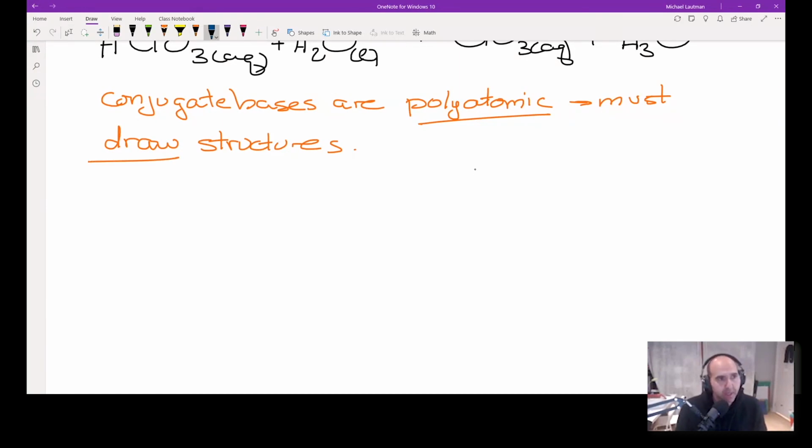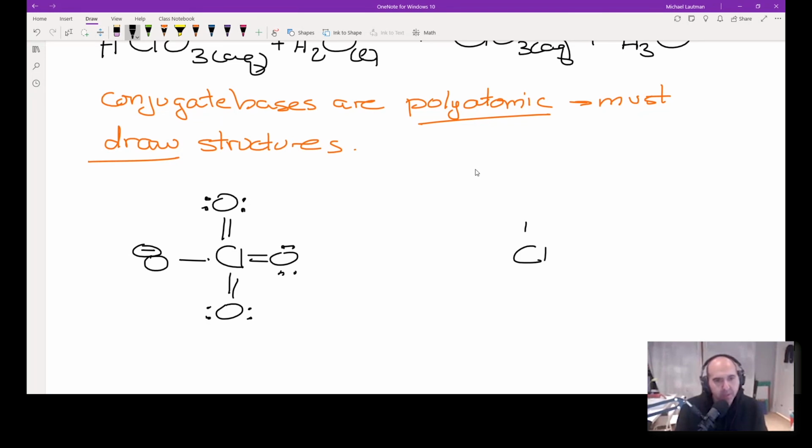So let's look at our conjugate bases. So we have the perchlorate ion, and then we have the chlorate ion.